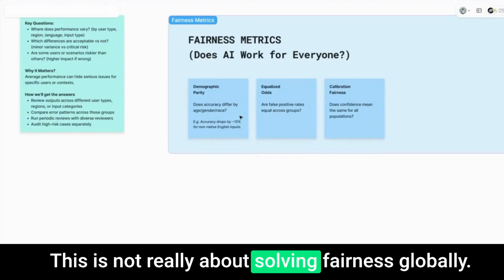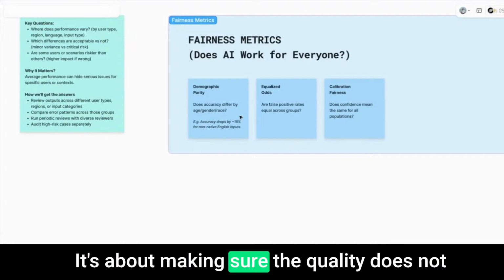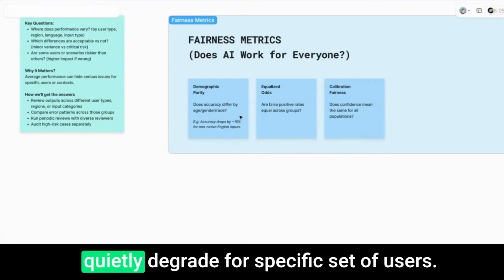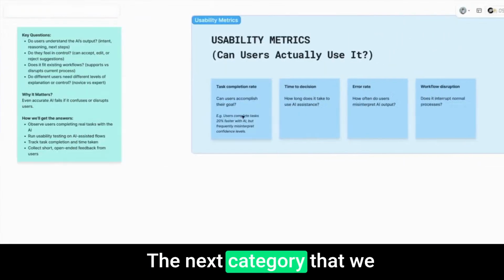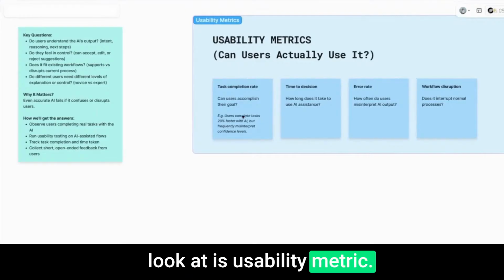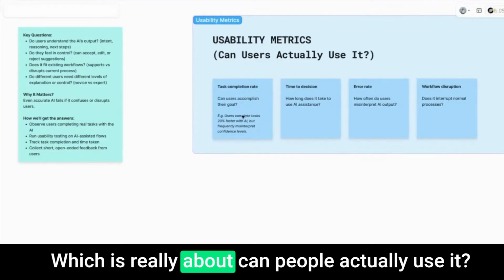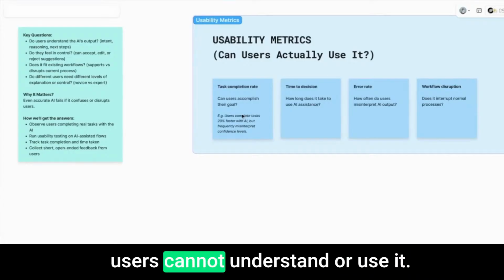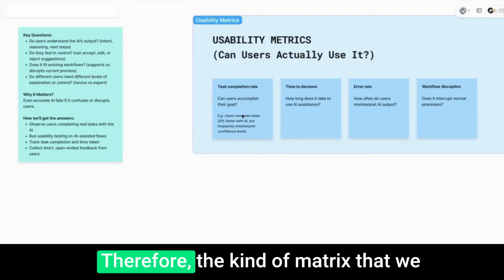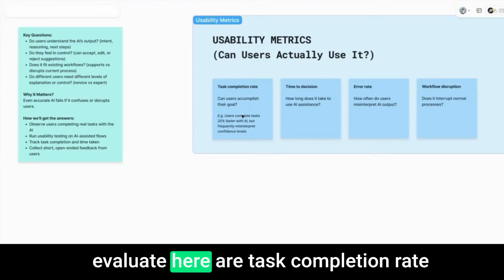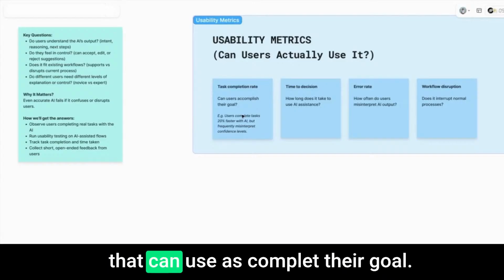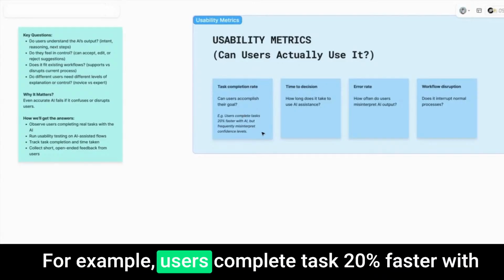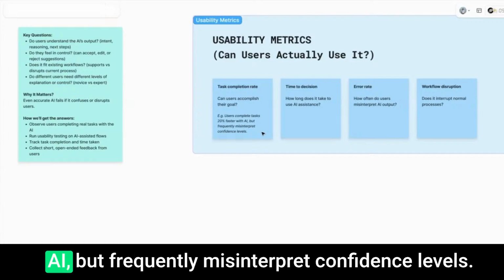This is not really about solving fairness globally, it's about making sure the quality does not quietly degrade for a specific set of users. The next category that we look at is usability metrics, which is really about, can people actually use it? Even the most accurate AI fails if users cannot understand or use it. Therefore, the kind of metrics that we evaluate here are task completion rate, that is, can users accomplish their goal? For example, users complete tasks 20% faster with AI but frequently misinterpret confidence levels.